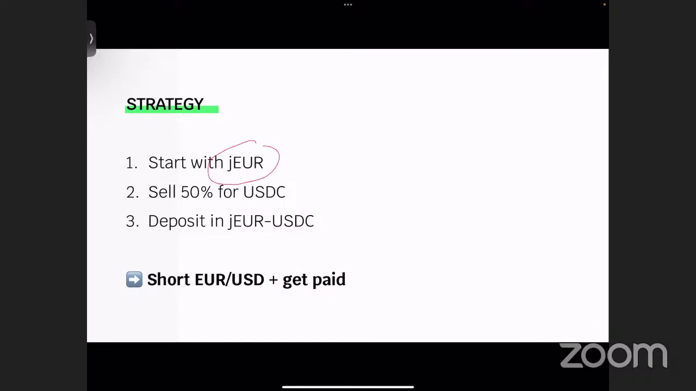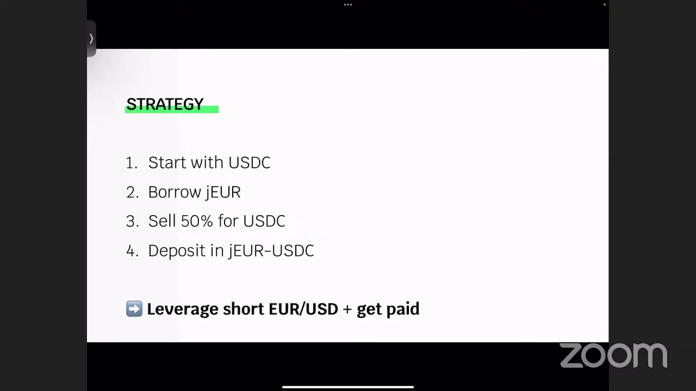Of course, you can do the same thing if you want to short euro dollar. So this time you start with JEuro, you sell for USDC, you deposit in the JEuro-USDC pool, and you short euro dollar. You have a short exposure to euro dollar, and you get paid for that.